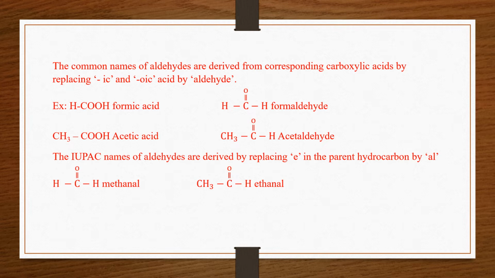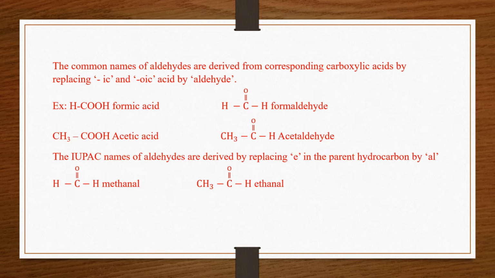To understand this, I have jotted down a few examples here. Look here, HCOOH is called formic acid. HC double bond O OH is formic acid. The corresponding aldehyde is HC double bond O H. Now in formic acid, this ic acid should be replaced by aldehyde. So how does it change? It changes to formaldehyde. So what is its formula, students? HC double bond O H is the formula for formaldehyde.